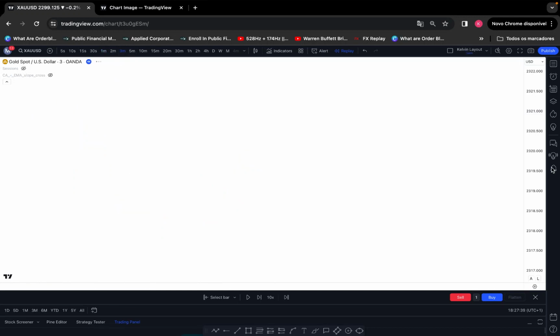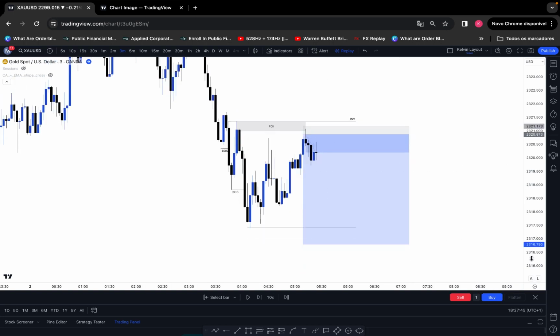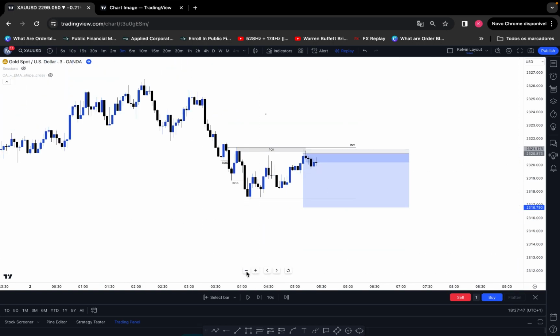So let me go back to 3 minutes time frame. That's when I took the trade. It was a 30 pip stop loss right here on gold. I mean, it's very small for a pair like gold.